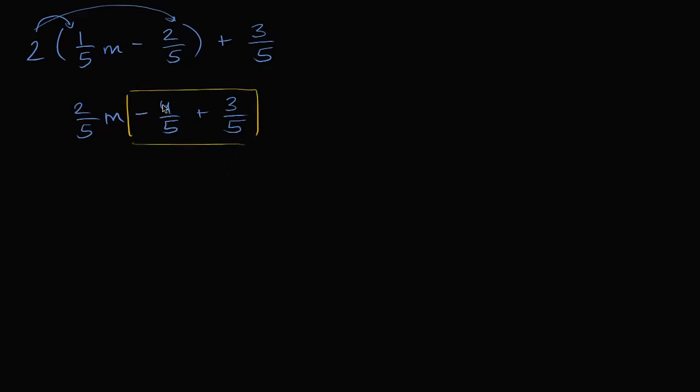So what's negative 4 plus 3? That's going to be negative 1. So this is going to be negative 1/5. What we have in yellow here, and I still have the 2/5 m. 2/5 m minus 1/5. And we're done. We've simplified that as much as we can.